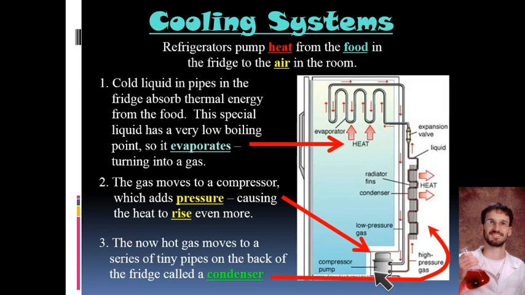So the reason that you have to do this step down here is to make sure you're making that gas warmer than the air in the room. So if it's warmer than the air in the room, the heat's going to leave the gas and go into the room. And when it does that, it can drop its temperature back down to the point where it can turn back into the liquid. It actually does that up here.